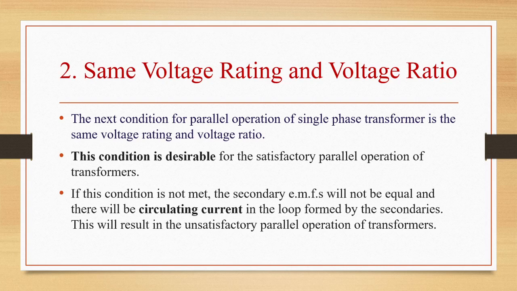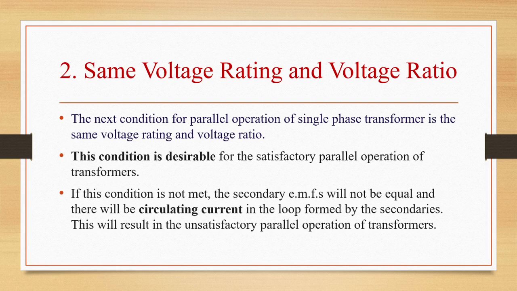Second one, same voltage rating and voltage ratio. The next condition for parallel operation of single phase transformers is same voltage rating and voltage ratio. This condition is desirable for the satisfactory parallel operation of transformers. If this condition is not met, secondary EMFs will not be equal and there will be circulating current in the loop which is formed by the secondaries, and which will result in unsatisfactory parallel operation of transformers.